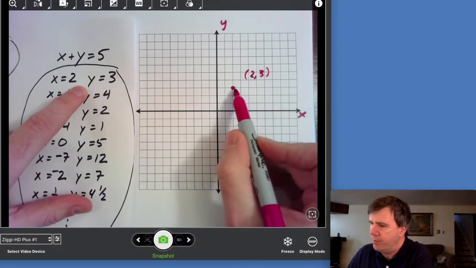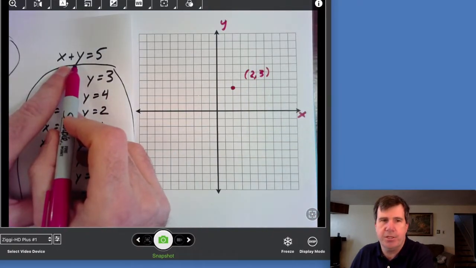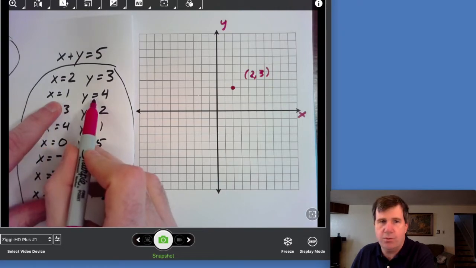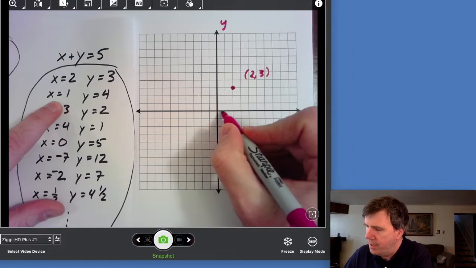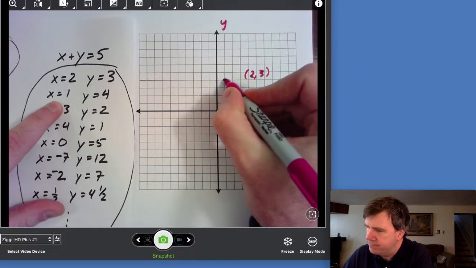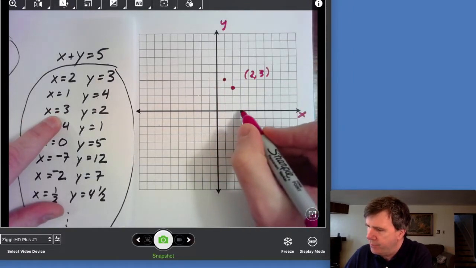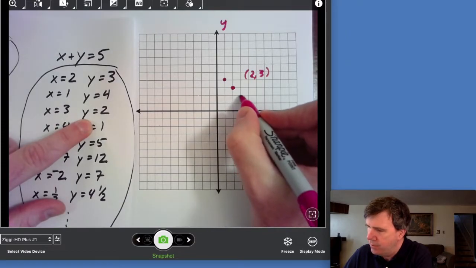But really what this represents is the solution to this equation here. We have x equals 1, y equals 4. That's going to be 1 on the x and 4 on the y. We're going to have 3 on the x and 2 on the y.